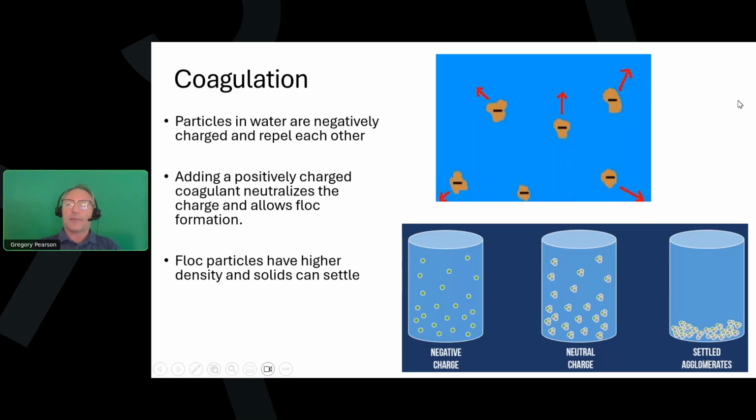And we see in this diagram here, we have, first of all, the negative charged particles on the left. They're all repelling each other. Then we neutralize the charge, and they begin to clump together. The coagulant begins to combine with those particles, and they clump together, and they finally are able to settle out. So that's kind of like a little summary of what we're going to be discussing here.